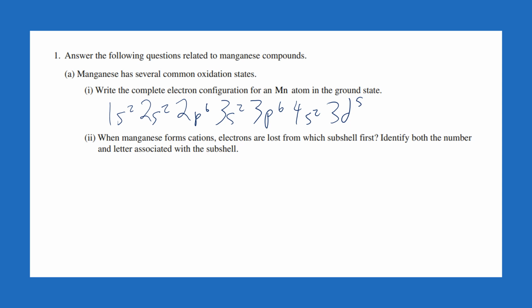Now, when it forms cations, electrons are lost from which subshell? Because it's a transition metal, it's going to lose the electrons from the 4s sublevel first. Those are the outermost valence electrons, so we'll lose those. So you would say 4s. Identify both the number and the letter, so 4s.